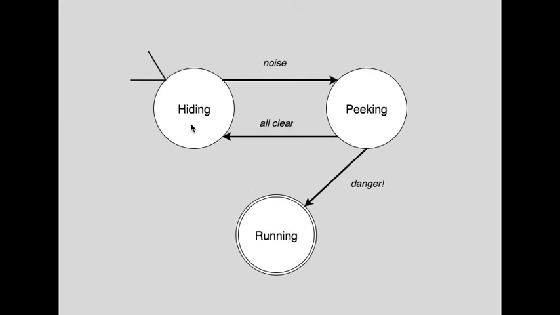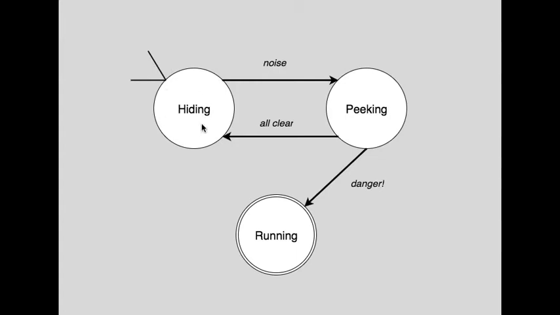Let's pretend that this diagram represents the behavior of some small rodent like a prairie dog, like one of those little rodents that every once in a while pops its head out of its hole, looks for danger. If it sees danger, it might go back to its hole, right? So we have a prairie dog, and let's say that he begins by hiding.